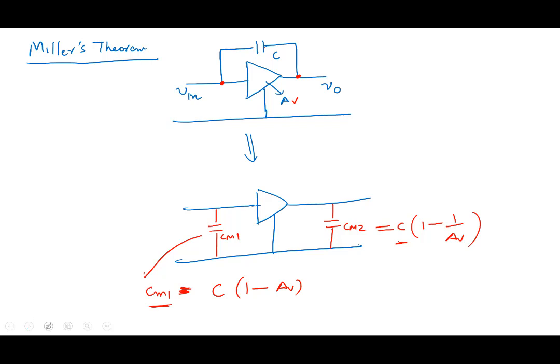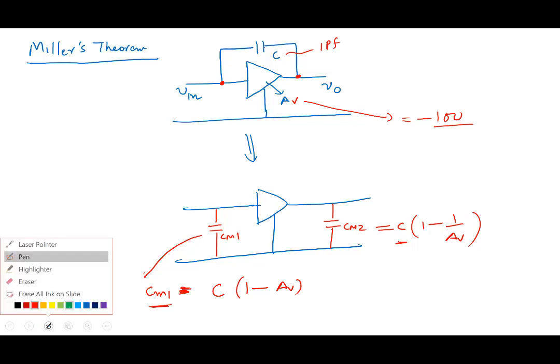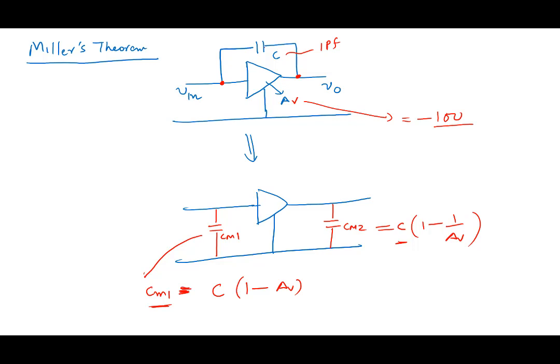Now this is very interesting. We can go into the proof of this at a later time. This is very interesting because let's say there's a capacitor of 1 pF, and let's say there's a gain of minus 100. Now, what does it appear as to the input? Note that this capacitor of 1 pF, to the input, what does it appear as?